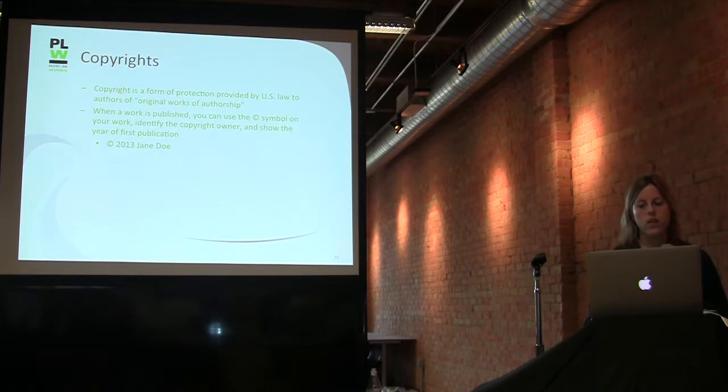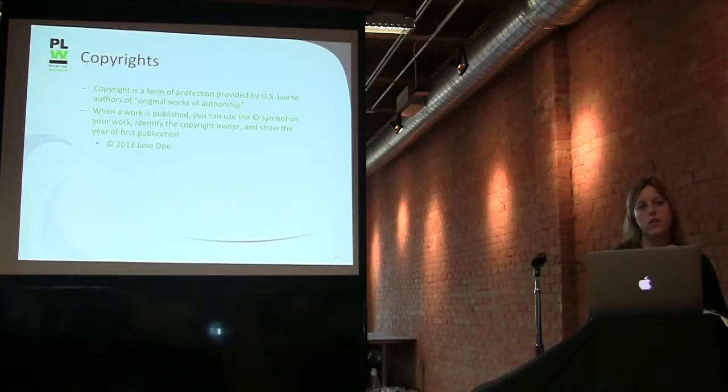So just to give you kind of a brief overview of copyrights, it's a form of protection provided by U.S. law to authors of original works of authorship. When a work is published, you can use the copyright symbol on your work, identify the copyright owner, and show the year of first publication. So the example I have here is the copyright symbol, 2013, Jane Doe.